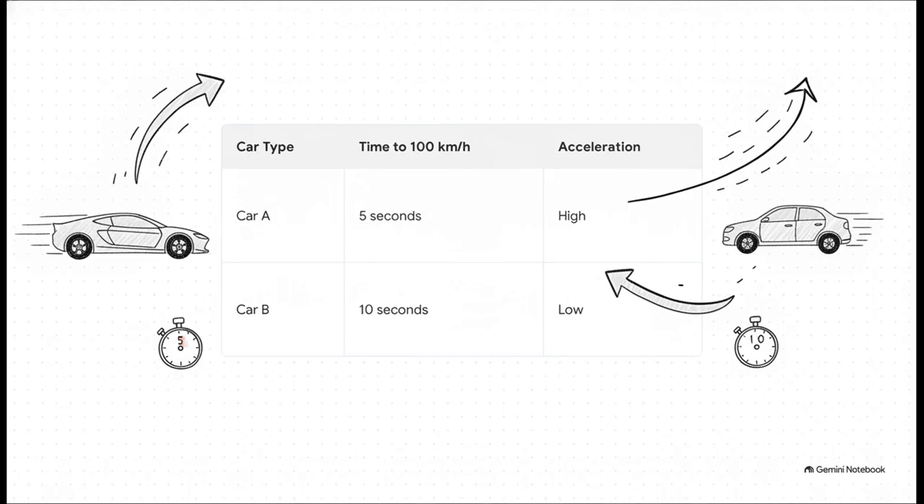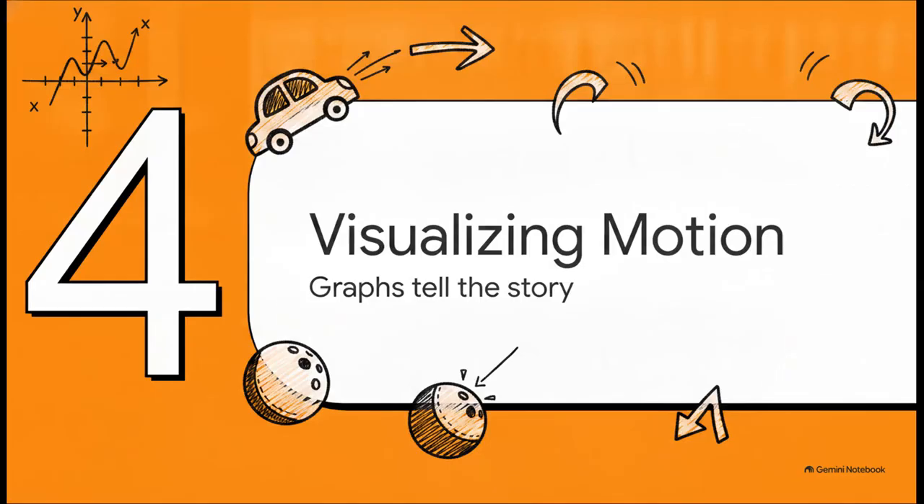Look at it this way. If car A can go from 0 to 100 kilometers per hour in just 5 seconds, it has a really high magnitude of average acceleration. It changed its velocity super quickly. But car B takes 10 seconds to make that exact same change in velocity, so its acceleration is much lower. Make sense?